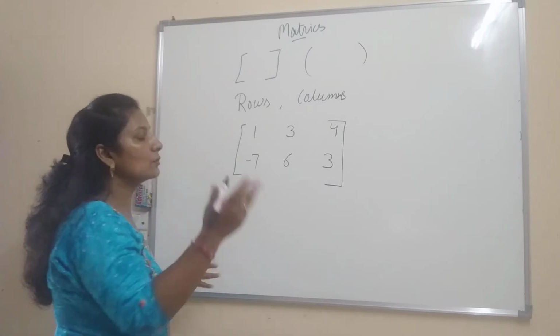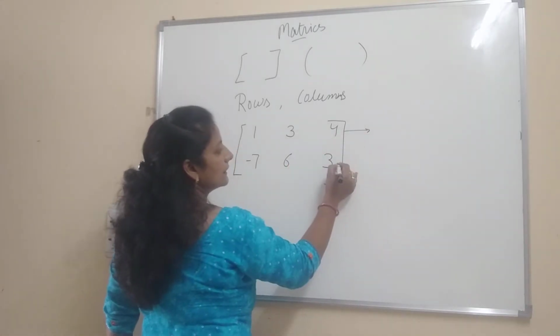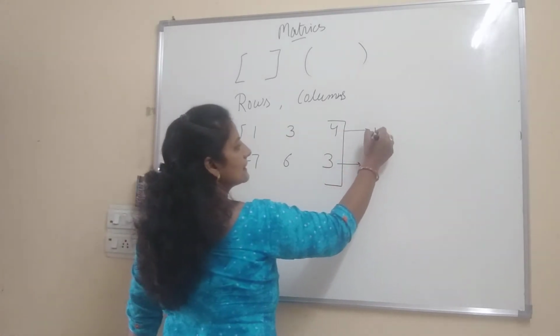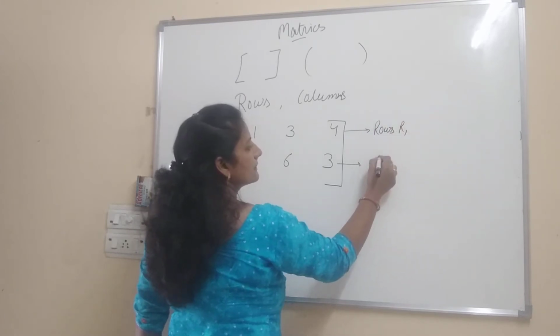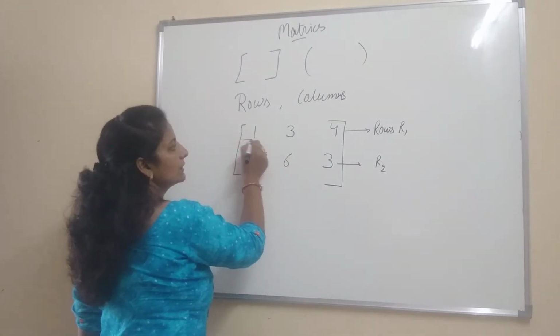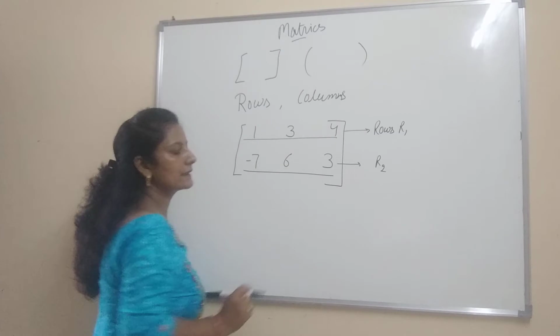So what are rows? Like here, this first one and this. There are 1, 2 terms. These are called the rows. This is R1 and this is R2. This whole is the first row, and this whole is the second row.